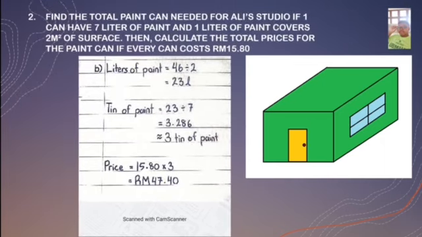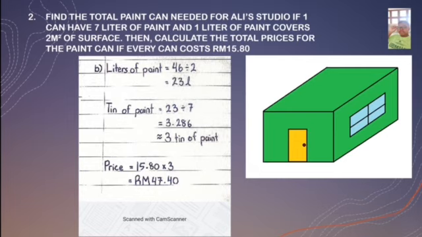The second question is, find the total paint cans needed for Ali's studio if one can has 7 liters of paint and 1 liter of paint covers 2 meters squared of surface. Then calculate the total price for the paint cans if every can costs 50 ringgit 80 cent.